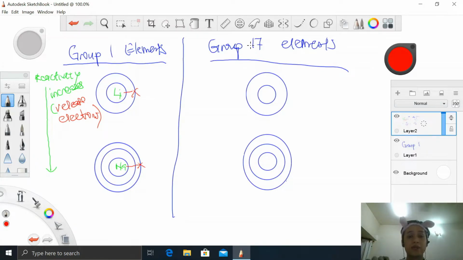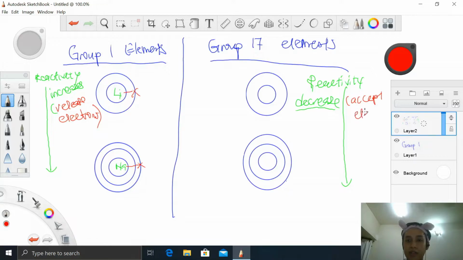Everything is opposite. Okay, so group 17 elements, as you go down the group, alright, what happens is that their reactivity depends on how easy it is to accept electrons. So in this case, their reactivity will decrease. Alright, so that is the difference between the two groups. Decrease, because this one is accept, okay, accept electrons. It depends on how easily I can attract the electrons to come in.